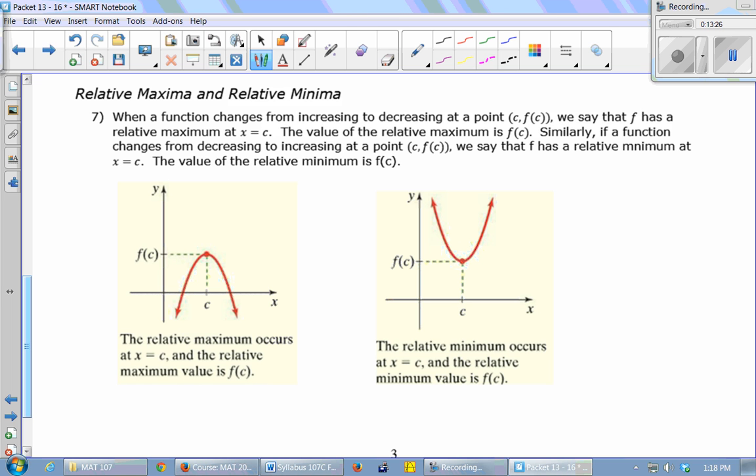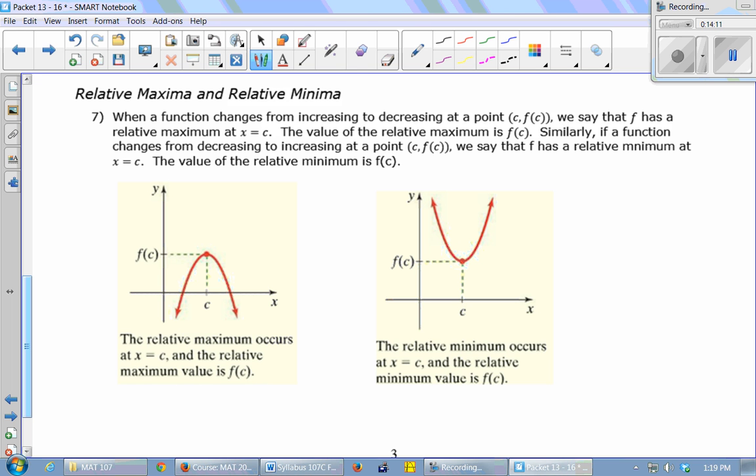Okay, so let's move on to relative maxima and relative minima. When a function changes from increasing to decreasing, we say that the function has a relative maximum. Look at this first picture here. The function's increasing, increasing, increasing until it hits x equals c, and then it starts decreasing. So we call that point a relative maximum at x equals c. So c is the location of the maximum. The function value, the y-coordinate of that point, is f of c, and we call that the maximum value. So c is the location, f of c is the maximum.